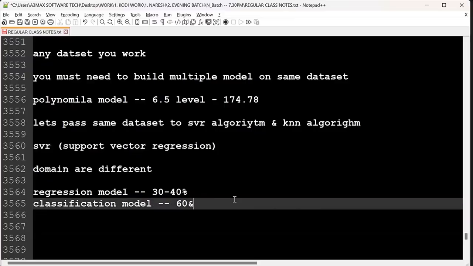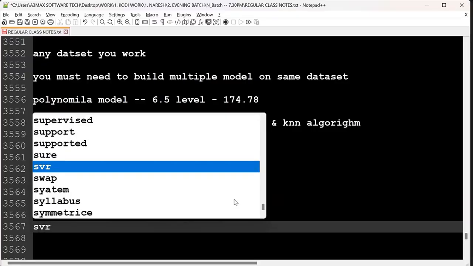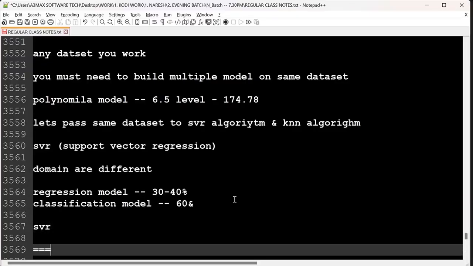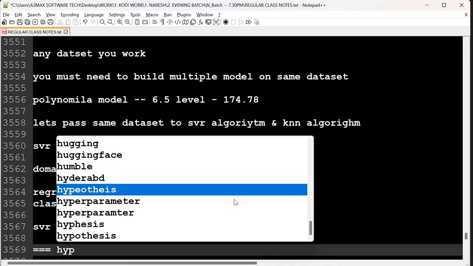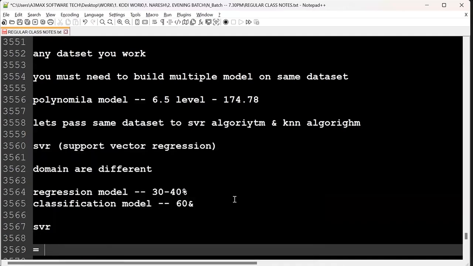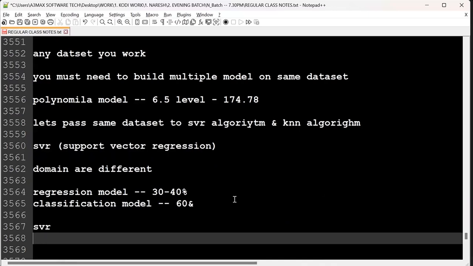Let me explain one more time. Listen to me. In SVR, what is the first concept we covered? Hyperplane. Guys, are you listening to the class? What is the first concept, guys?